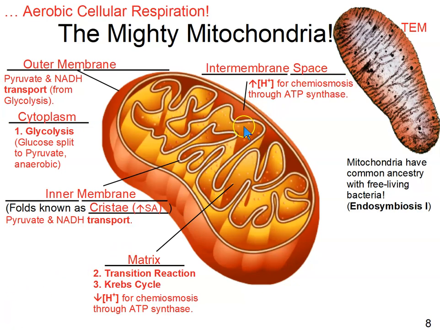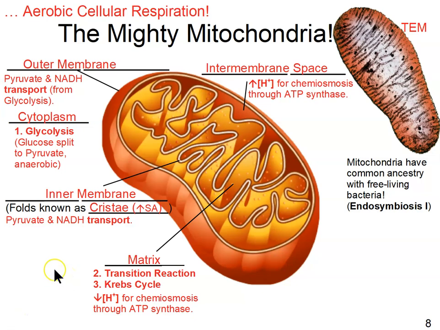And as you're going to learn, that's the result of proton pumps in the inner membrane that are pumping protons from the matrix out into the intermembrane space. So we get a high hydrogen ion concentration in the intermembrane space, so we have a concentration gradient across the inner membrane, and that's energy. That's potential energy that's going to be used in chemiosmosis to make ATP using ATP synthase, just like we saw in photosynthesis, the light-dependent reactions in photosynthesis. It's the same mechanism, chemiosmosis through ATP synthase.